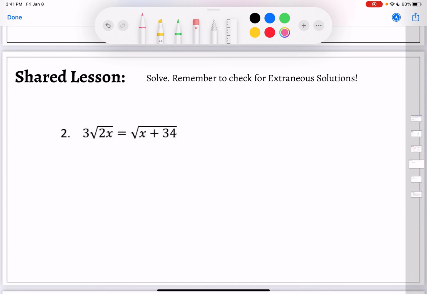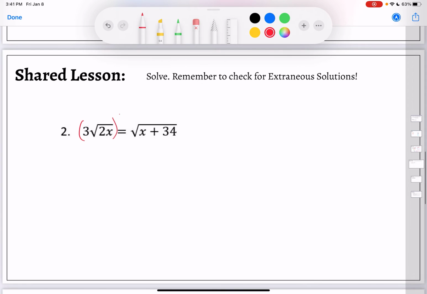I can't move it anywhere. If I divide, it's just going to be on the outside on the other side, right? So since it's not adding or subtracting or anything like that, I can't move it. So I think I'm just going to have to go ahead and square both sides and see what happens here. Okay, so this will get rid of my radicals.